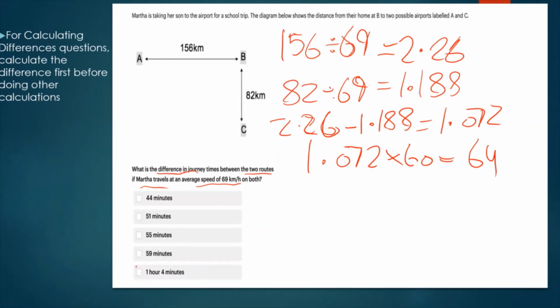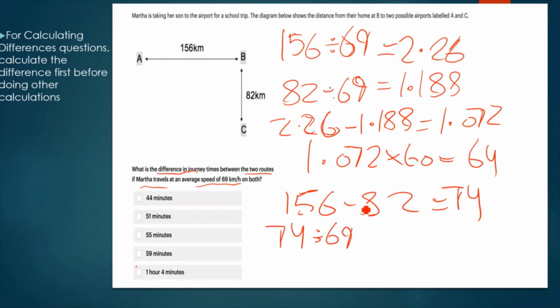The quicker method would be just doing 156 minus 82 to calculate the difference in the distance, and this would give 74, and then you just simply divide 74 by 69, which will get you 1.072, and then you times that by 60, which will get you 64 minutes. So this method has saved me a lot of time, and for any questions like this, you calculate the difference first.